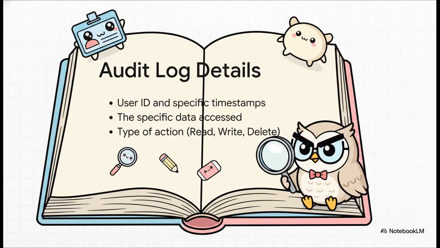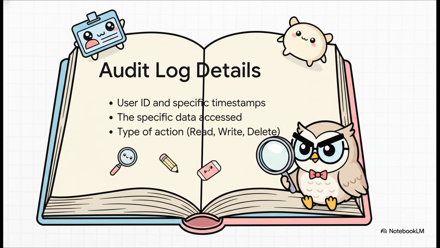When it comes to an ISO 42001 audit, specificity is literally everything. The lead auditor doesn't just want a vague list of names. Oh no, they expect perfectly organized granular logs. They want the user ID, the exact down-to-the-second timestamp, the specific data set that was accessed, and exactly what was done to it. Did they just read it, or did they modify or delete it?